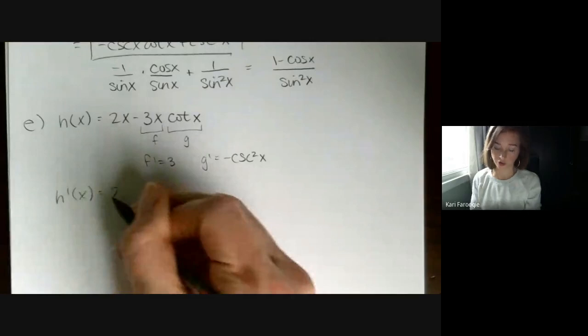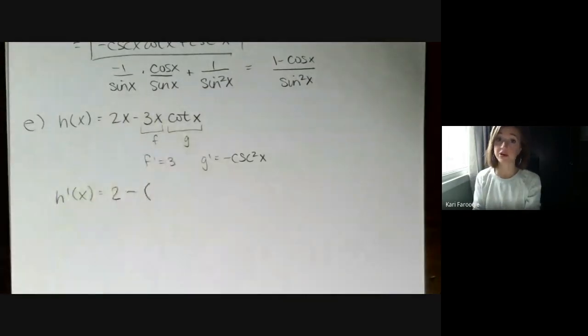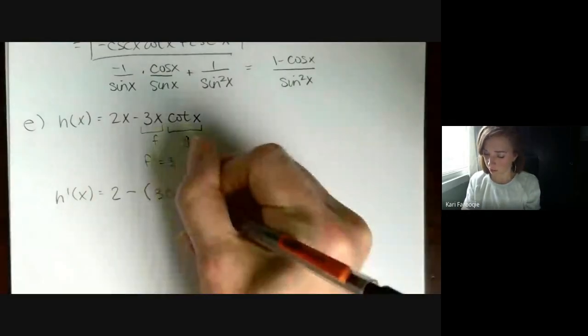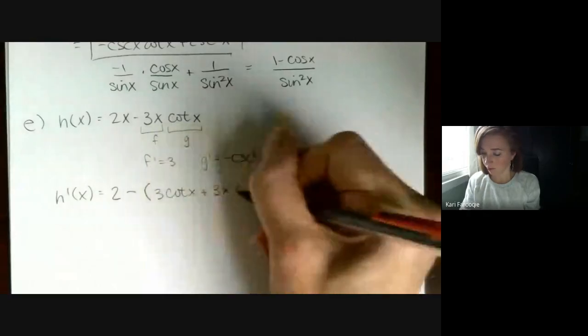The derivative of 2x is 2. Then you'll have minus. Don't forget your parentheses. Work on your product rule inside the parentheses and then deal with simplifying it. Don't try to take everything on at once. f prime g plus f g prime.